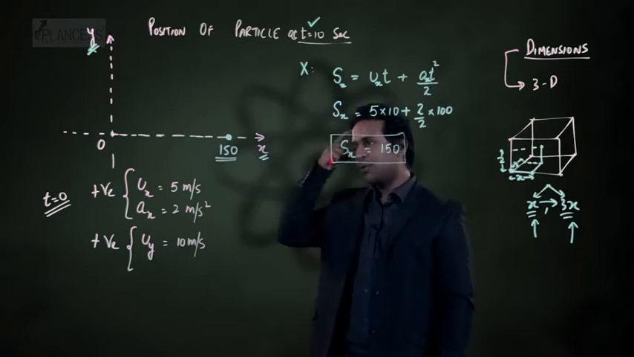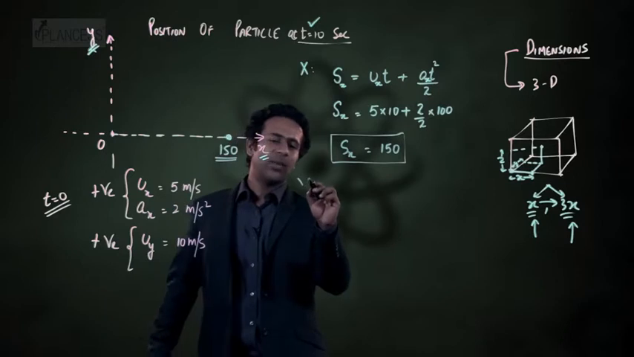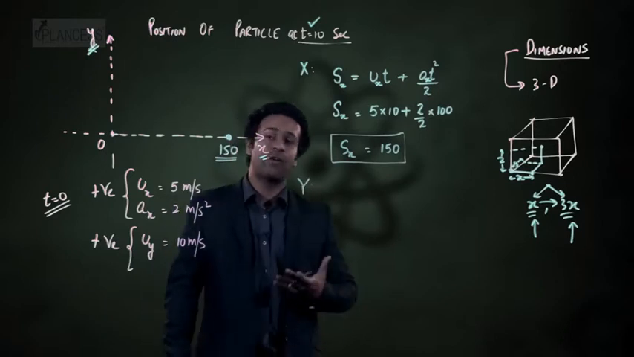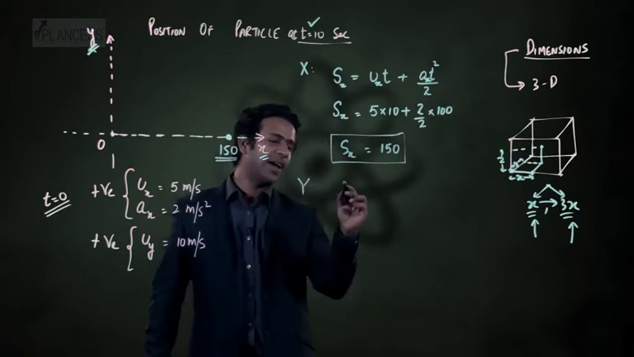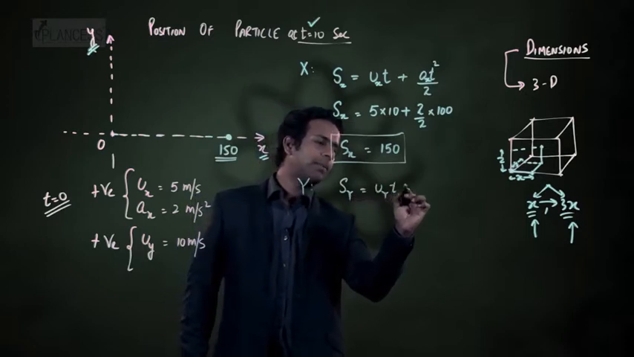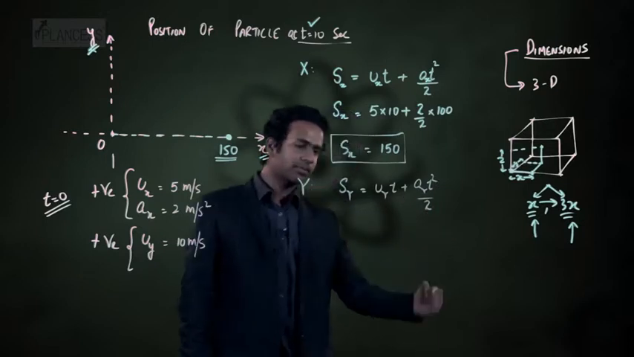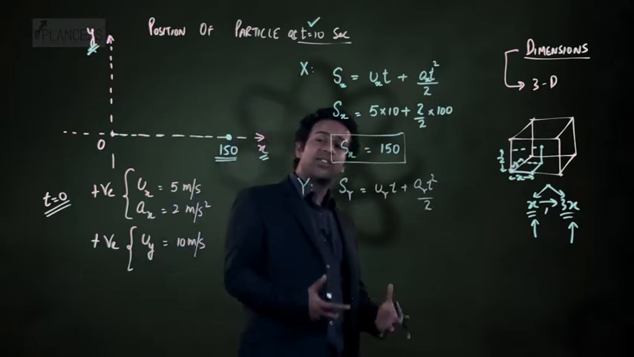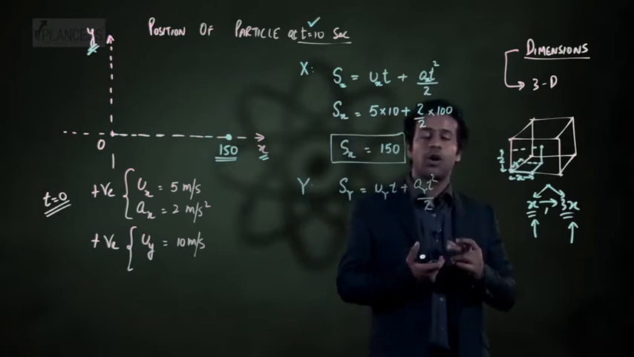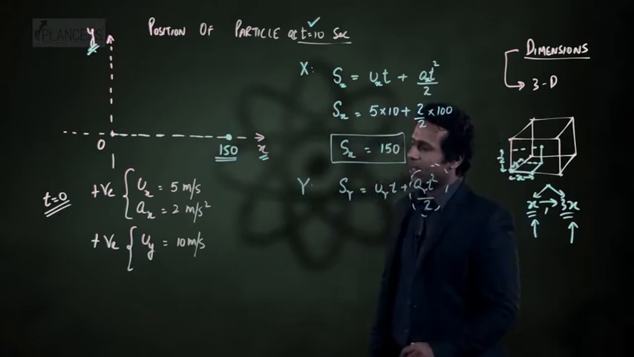Right. I'm sure you already guessed it. What is to be done next? We would write the same equation for y. In case of y, we'll write s_y is equal to u_y t plus a_y t squared by 2. In this case, we were given that acceleration along y is 0, hence this term goes to 0.